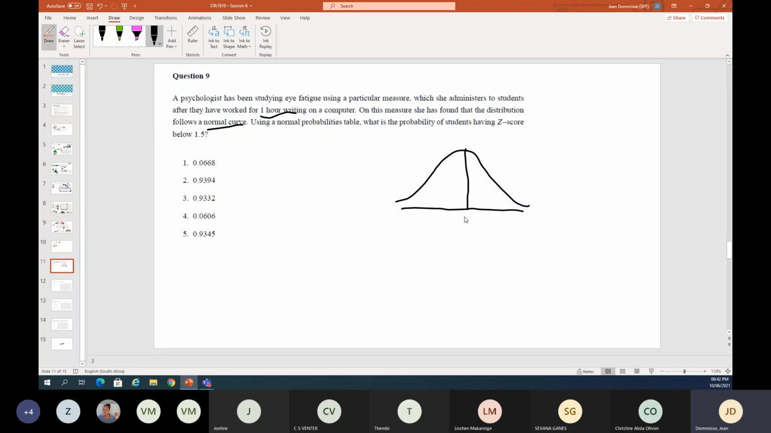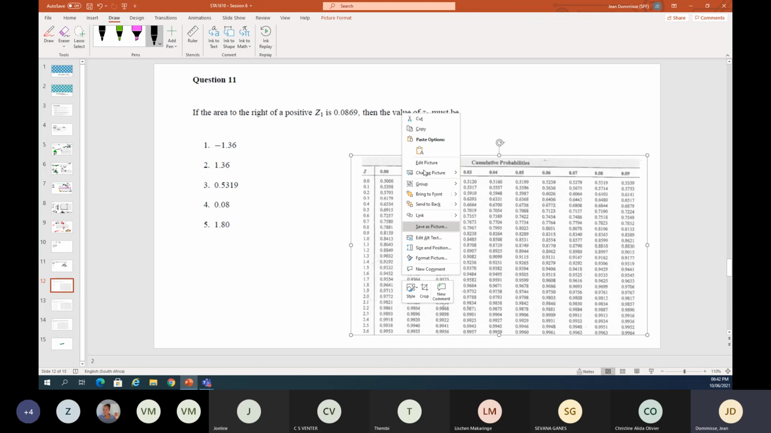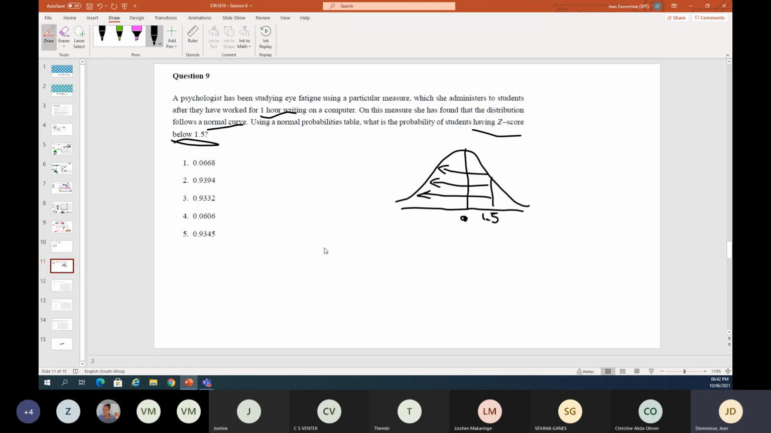Okay, so that is my 0. What is the probability that the students have a Z-score below 1.5? Below 1.5. And let me just check, okay, so let's quickly copy this one in here.